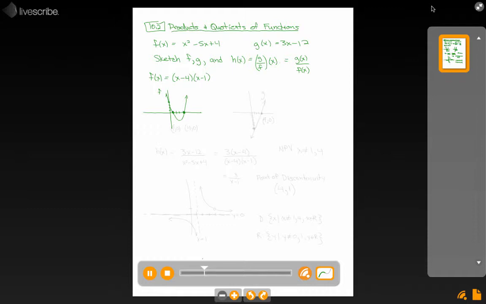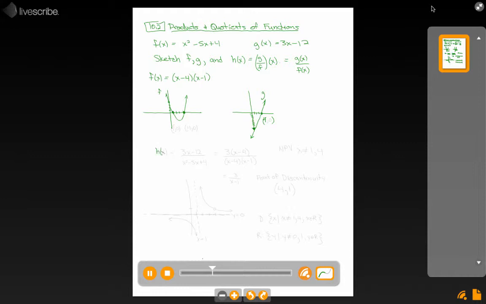Now, g of x, a little bit different, is quite a simple function. Negative 12 is its y-intercept. It has a slope of 3. And so 1, 2, 3, 4, it's going to go something like that. So there's my function g.